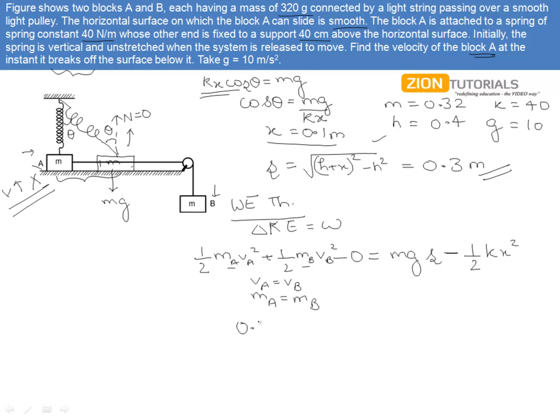we get 0.32 V square equal to minus half into 40 into 1 square plus 0.32 into 10 into 0.3, giving us a velocity of 1.5 meter per second. So this is the velocity of block A at the instant it breaks off from the surface, that is, it leaves the contact with the surface.